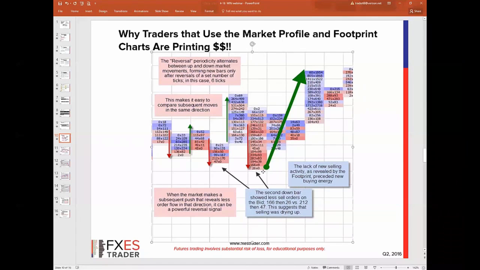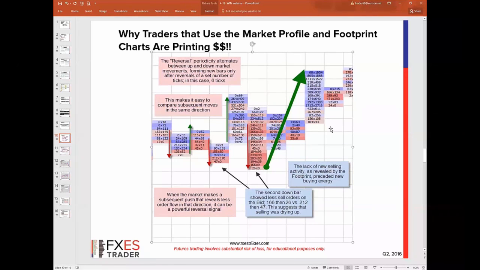This, not necessarily, but generally can be construed as a drying up of volume. Does that mean we're going to rip back up? No. It just means that at that particular point, we've had a drying up of volume. So the lack of any new selling oftentimes will push price back up. Just depends upon for how long and to what level and what price point higher.